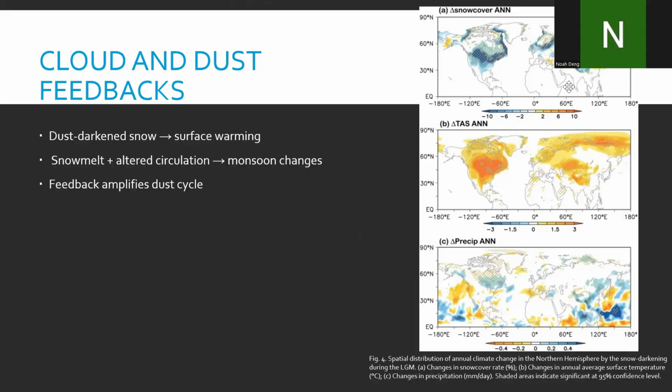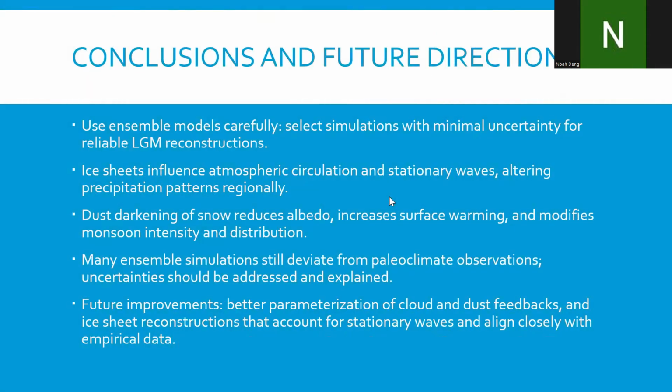Now for the conclusion. In conclusion, when working with ensemble models, it's important to select the simulations with the least uncertainties to get reliable reconstructions of the last glacial maximum. Ice sheets have had a strong impact on atmospheric circulation, forming stationary waves that shifted the jet stream and caused some regions to become wetter or drier.